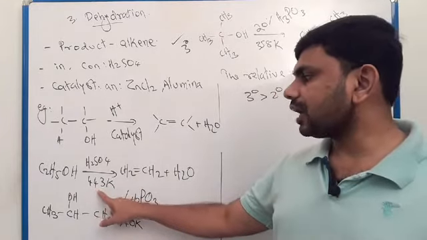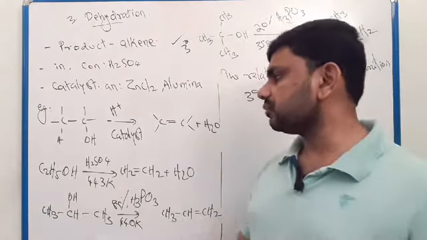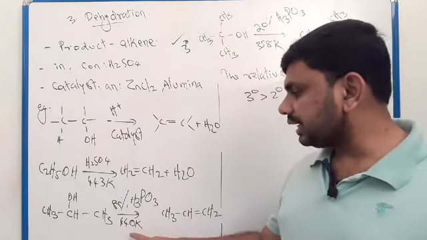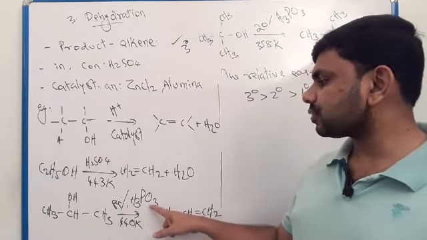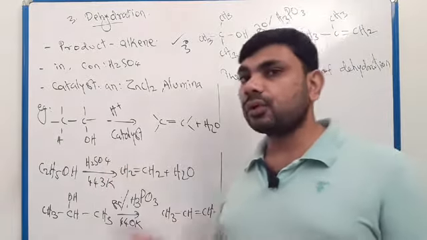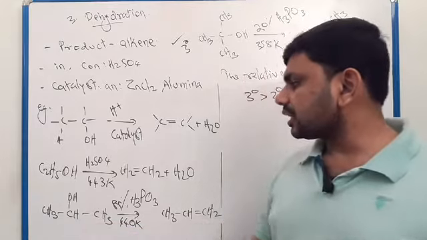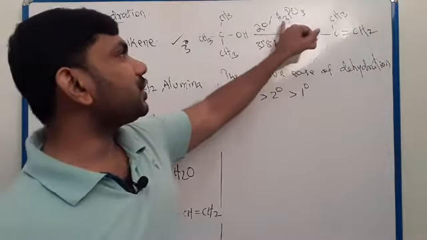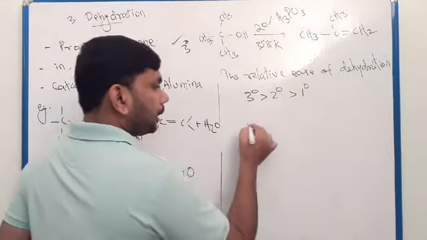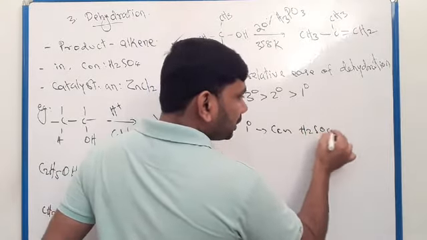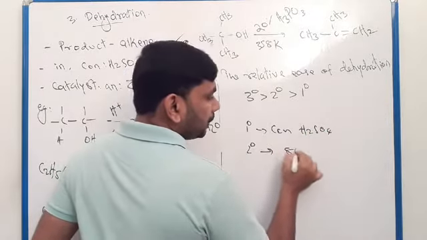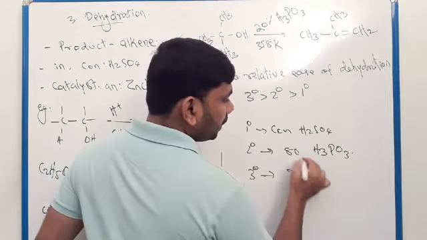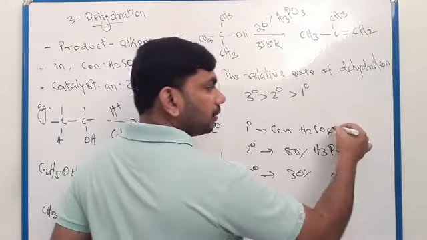Dehydration takes place at 443 Kelvin with concentrated sulfuric acid. For secondary alcohol, dehydration takes place at 440 Kelvin and here 85% phosphorus acid is needed. For primary alcohol, concentrated sulfuric acid. Secondary alcohol, 85% H3PO3 needed. For tertiary alcohol, 20% H3PO3 needed. Okay, so for primary alcohol, concentrated sulfuric acid needed. For secondary alcohol, 80% H3PO3 needed. For tertiary alcohol, 30% H3PO3 needed. We know concentrated sulfuric acid is stronger.